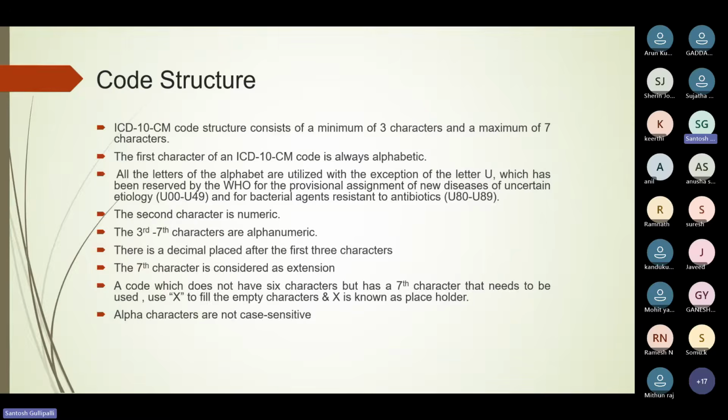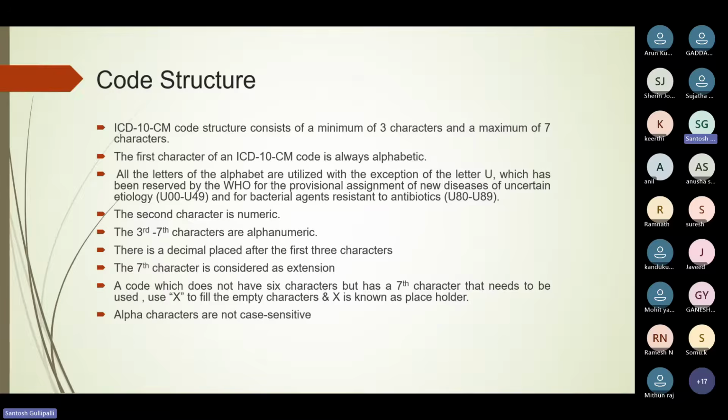But what is the root cause? What is the exact etiology? Etiology means underlying cause. For example, they identified COVID. But what is the root cause, the underlying cause of COVID? The underlying cause of COVID was not identified in the initial stage.